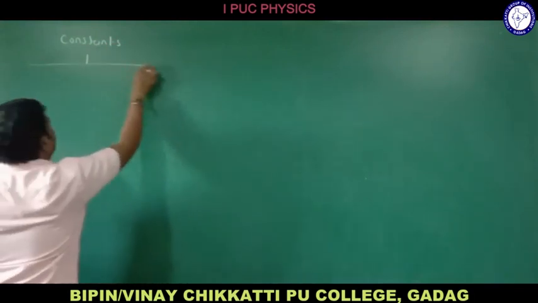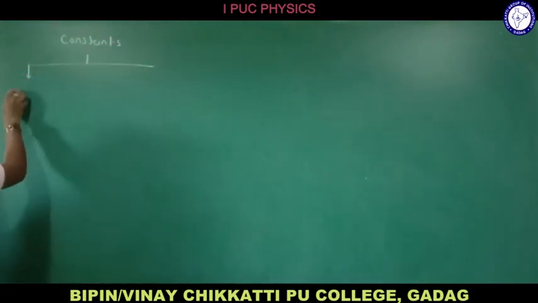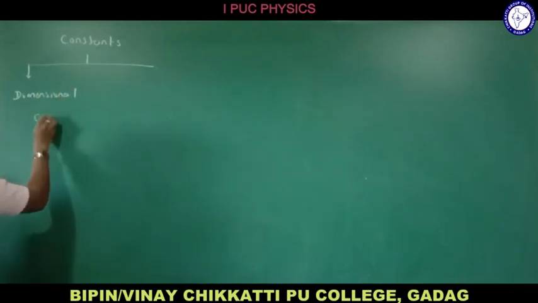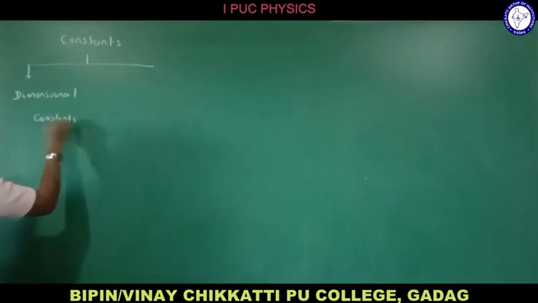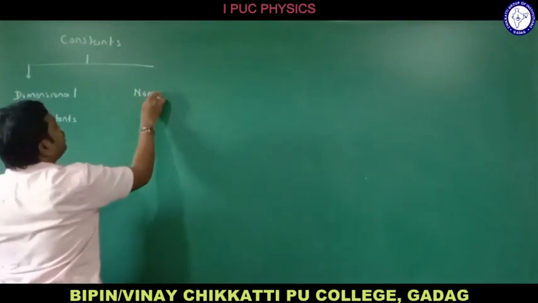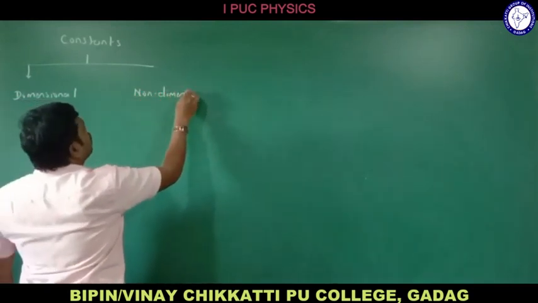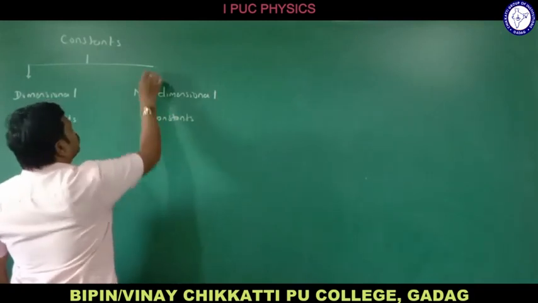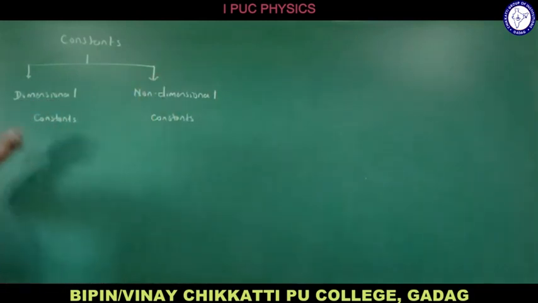There are two types of constants. One is dimensional constants and another one is non-dimensional constants. Okay, constants are of two types, dimensional constants and non-dimensional constants.